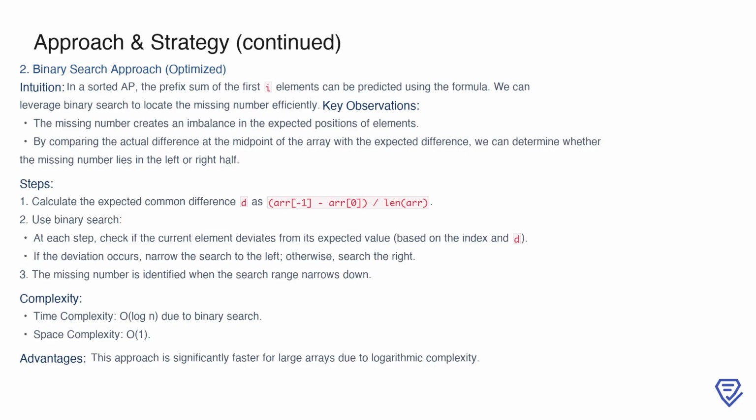To implement this, we first calculate the common difference using the first and last elements divided by the total number of terms. Then, using binary search, we repeatedly check the midpoint of our search range to see if the current element aligns with its expected value based on the progression formula. If it doesn't, the missing number lies in the left half, otherwise, it's in the right half. This process continues until the search range is reduced to the point where the missing number can be directly identified. The logarithmic time complexity of this method makes it highly efficient and well suited for larger datasets.